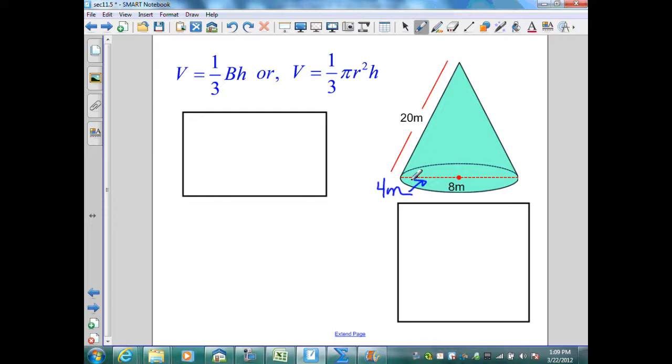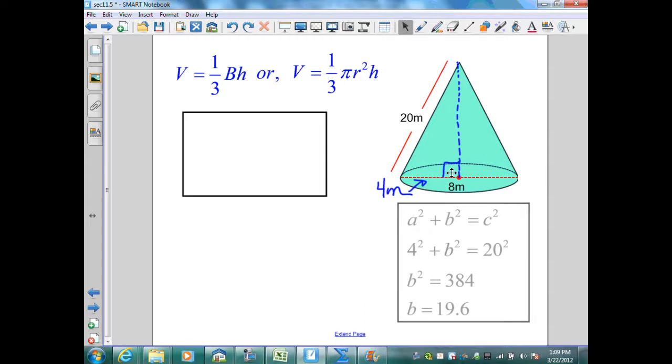I need to determine the height of my cone. That's the segment from the vertex that is perpendicular to the base. That generates a right triangle with my slant height. Now, if I use the Pythagorean theorem, I can determine the altitude of my cone.